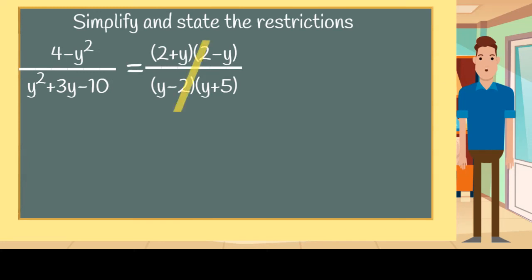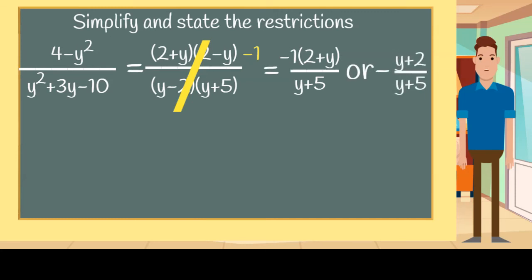2 minus y and y minus 2 can be simplified as negative 1, using the opposite binomial factor property. Therefore the simplest form of the expression is negative 1 times 2 plus y over y plus 5, or it can also be written as negative of y plus 2 over y plus 5, for y is not equal to 2 and y is not equal to negative 5.